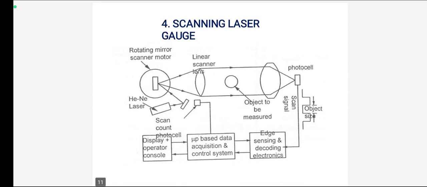Next one, the scanning laser gauge. Here the rotating mirror is fixed to a scanner motor, and the object is placed in between the linear scanner and photo cell. Here the light is passing through the linear scanner to the photo cell. It will be recorded and displayed on the operator console.